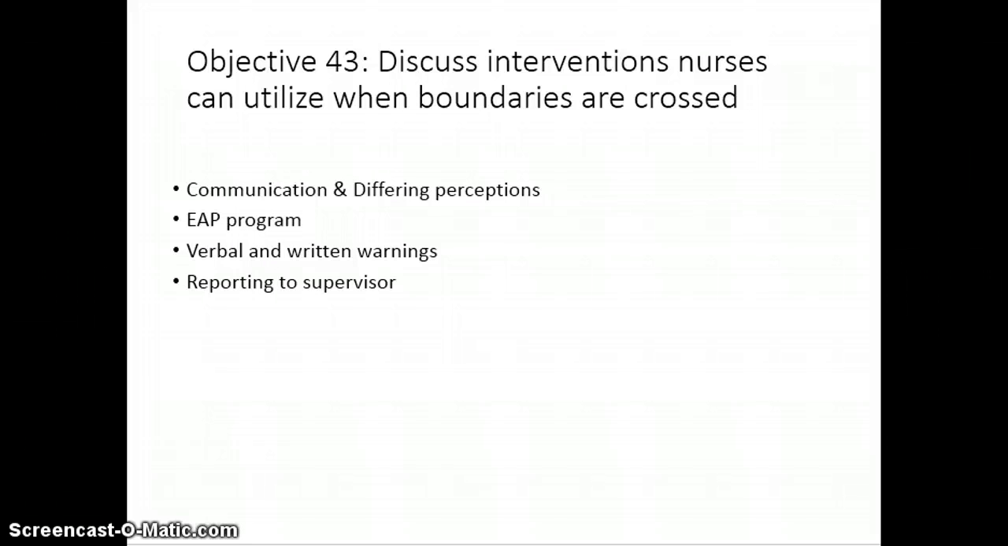Objective 43, discuss interventions nurses can utilize when boundaries are crossed. Communication and differing perceptions, open communication. Making assumptions is one of the worst things you can do as a nurse, especially if you're working with somebody and you are making assumptions about them. That can actually create problems.